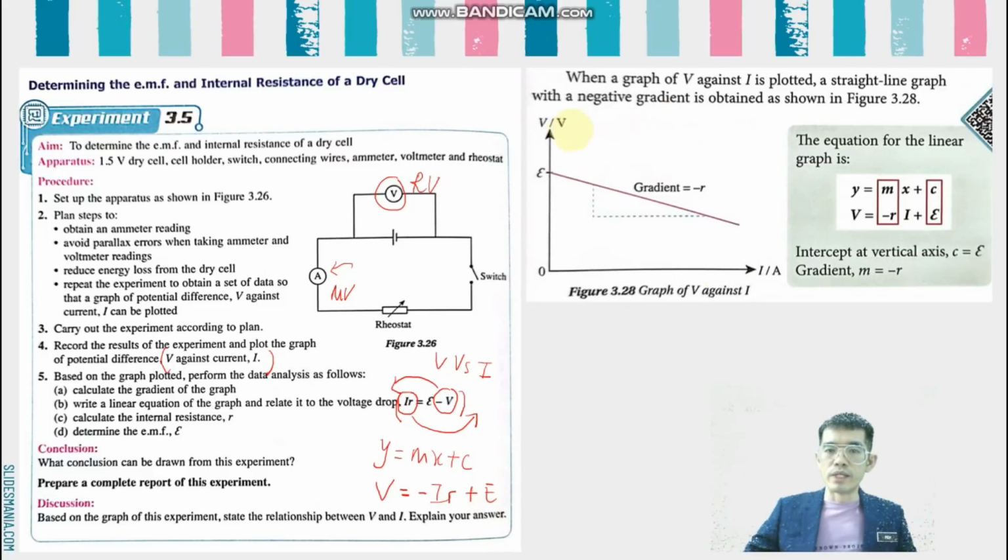So basically you'll get a graph like this, like figure 3.28. You'll get a gradient which is decreasing. The equation here shows that the gradient represents the value of our internal resistance, and the y-intercept represents our electromotive force. So in this video, I will try to relate this experiment 3.5 to the question in Paper 3. So let us see the question together.